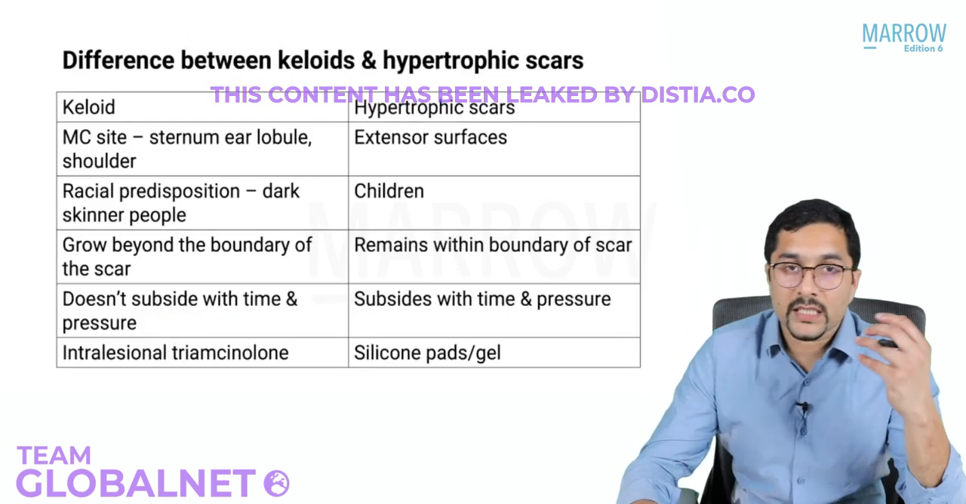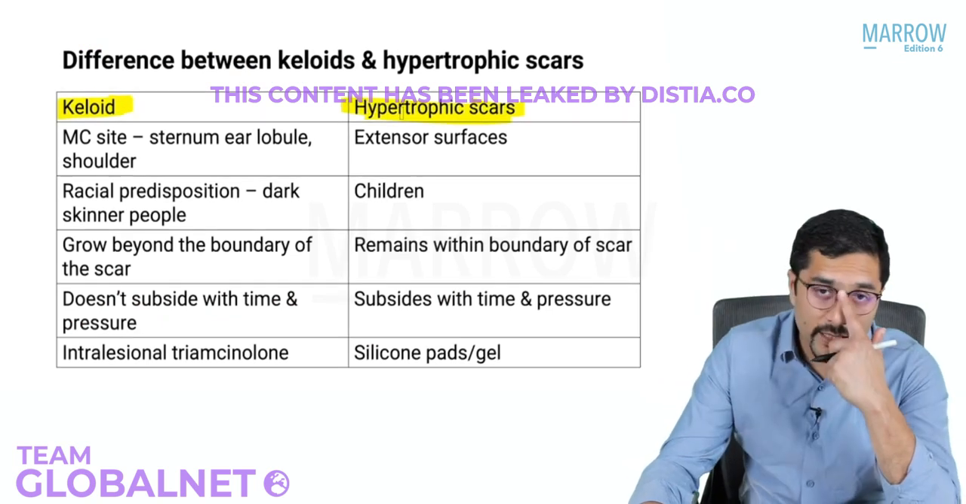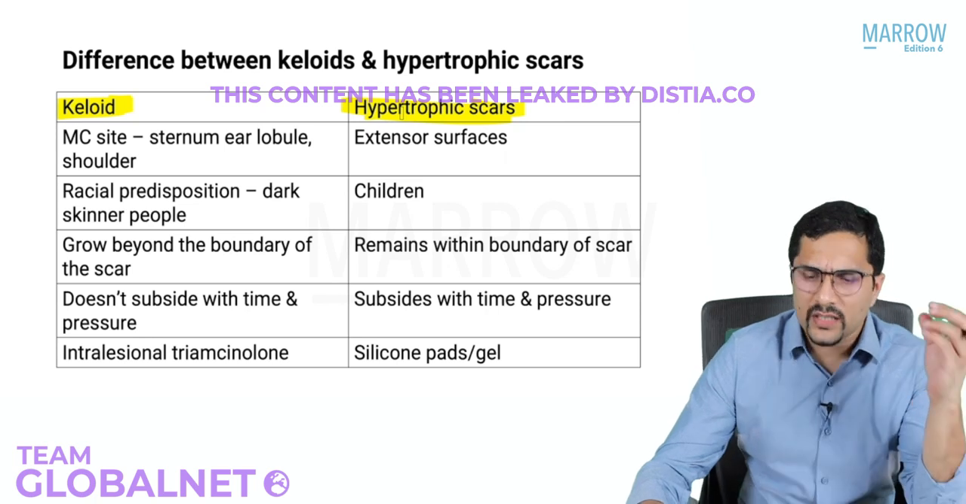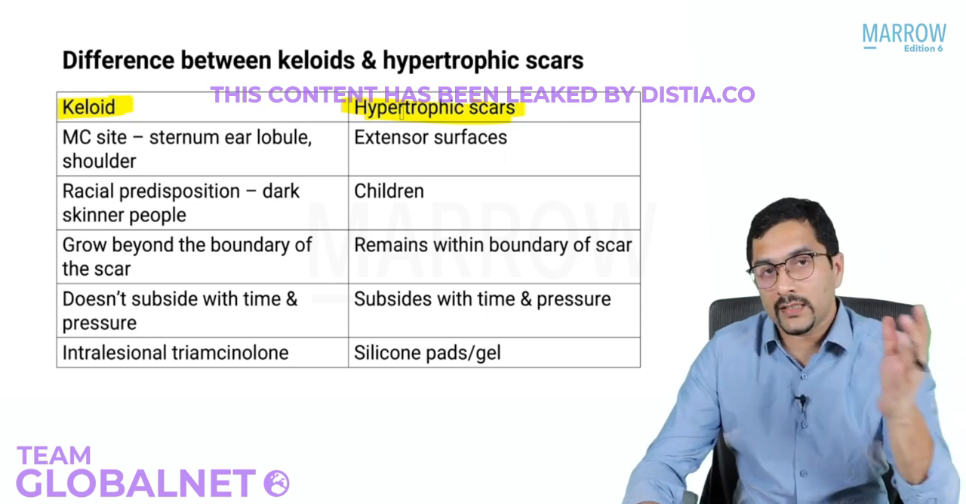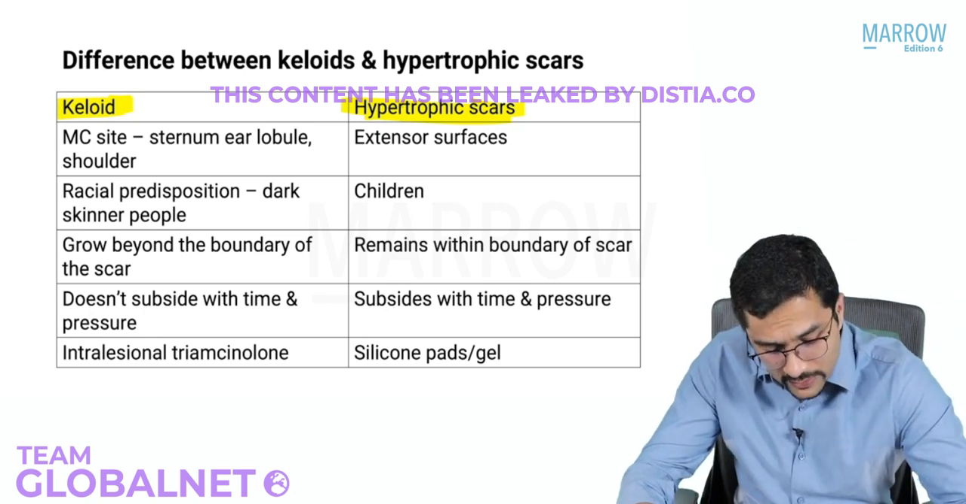And the common aberrations are keloids and hypertrophic scars. Again, for the FMG exam and for final year students, this is a very common short note which is asked, the difference between keloids and hypertrophic scars. So you should know about them.